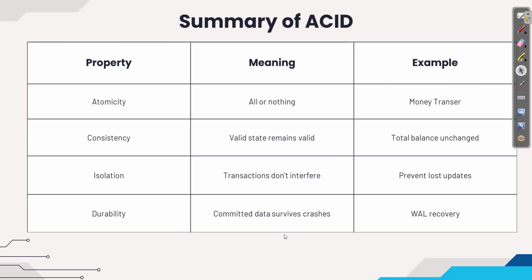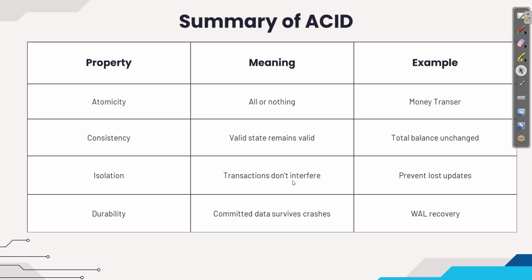Okay, the summary of the ACID properties. Atomicity: all or none, meaning an example is the money transfer, as we have seen. Consistency means valid states remain valid. It will not turn into an invalid state. Total balance unchanged, as we have seen in the previous videos, previous slides.